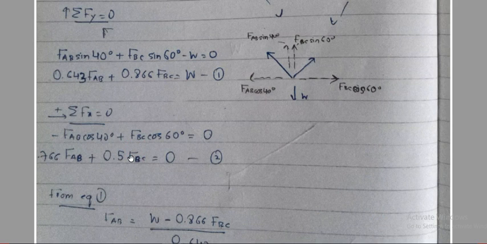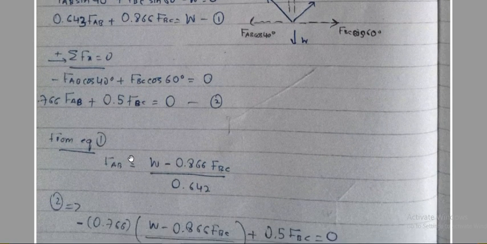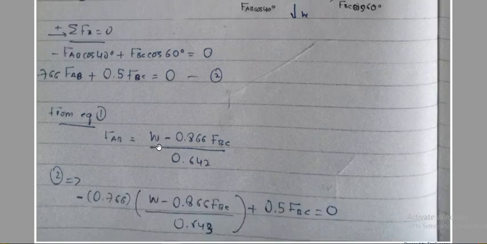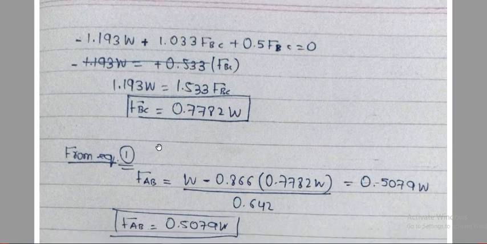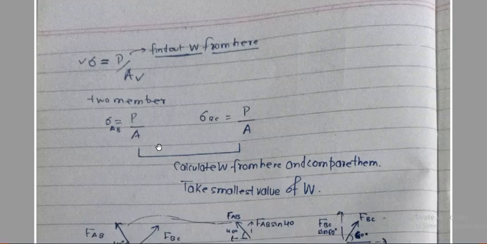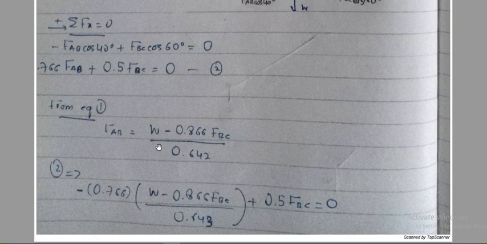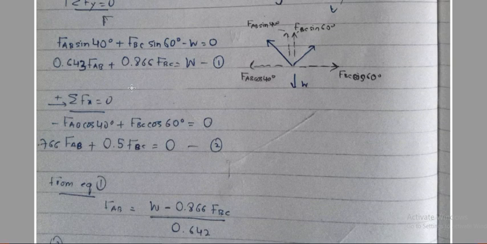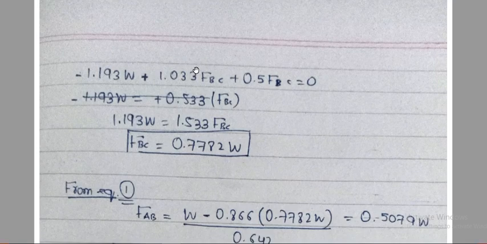So you have two equations. Now you can simultaneously solve these two equations, and you will get the values of FBC and FAB. Remember, there are two unknowns, FAB and FBC. If you look at these two equations, we have two unknowns, FAB and FBC. W is not unknown; it's a constant, right?